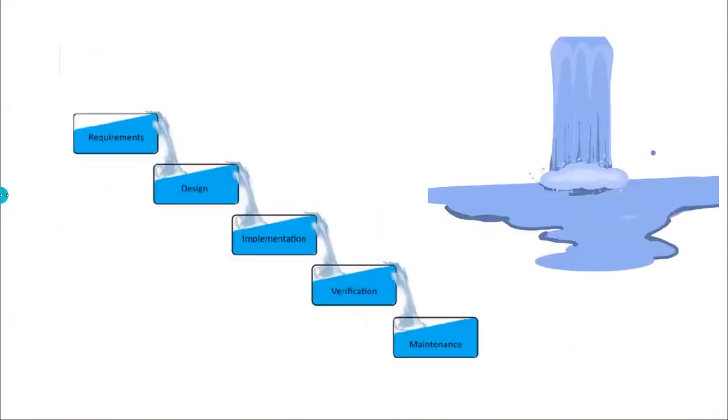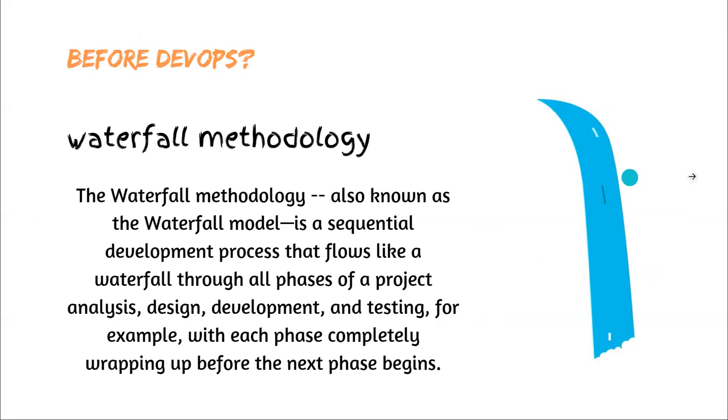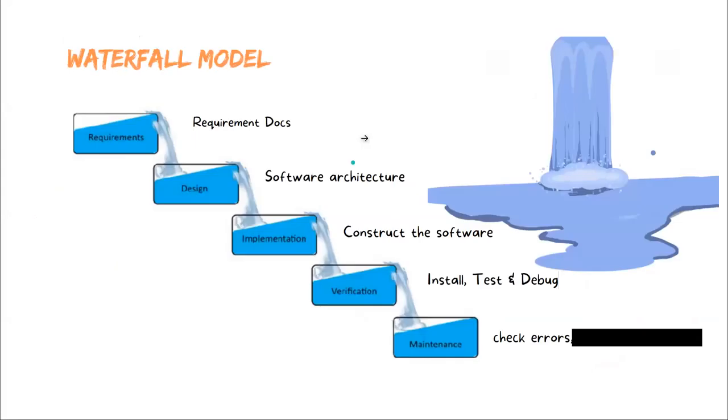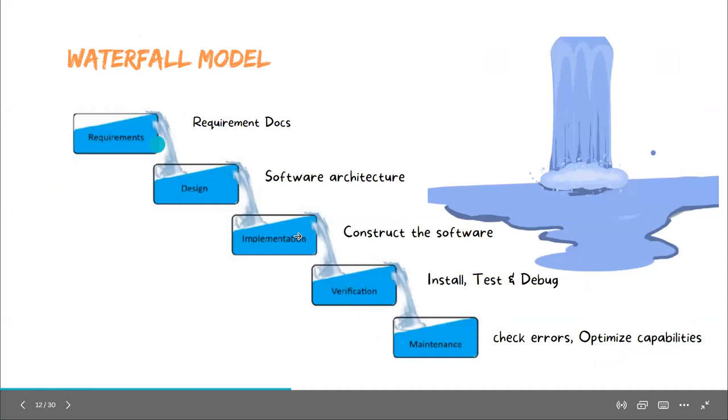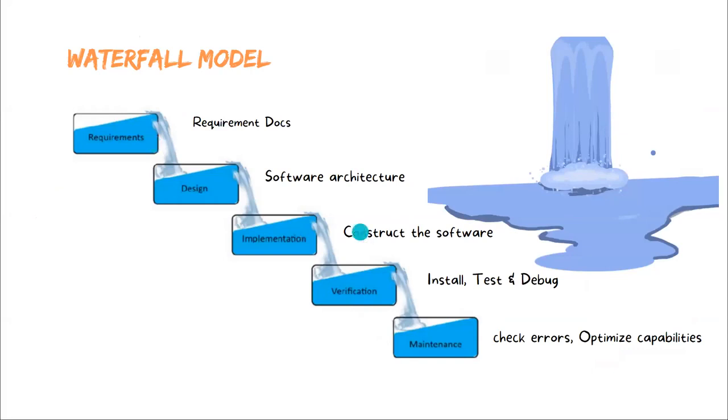So this is your first model. One more time I'm telling, waterfall methodology is a sequential development process. Here you cannot go back to the previous step. And coming to the waterfall model, how many steps do you have? 5 steps. What are those? Requirements, design, implementation, verification, and maintenance.